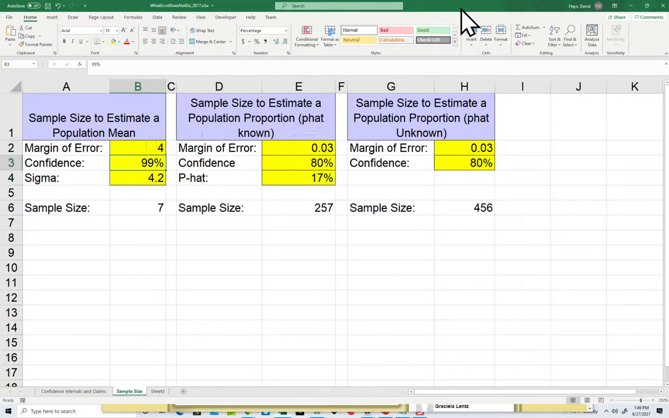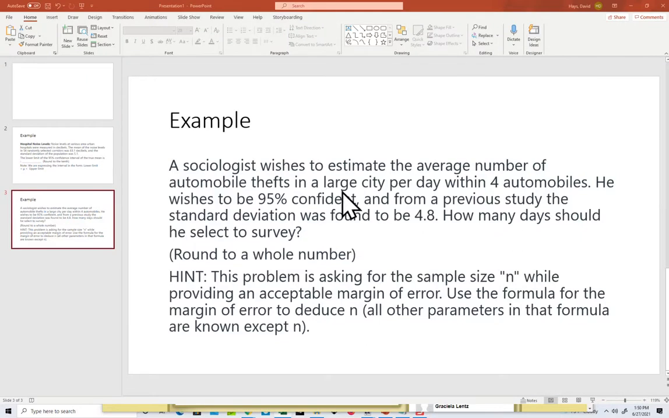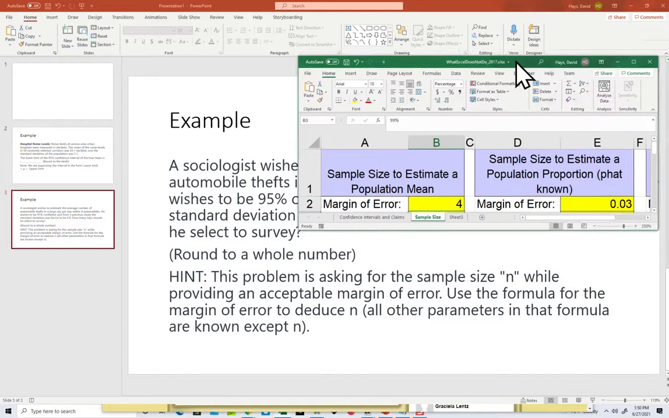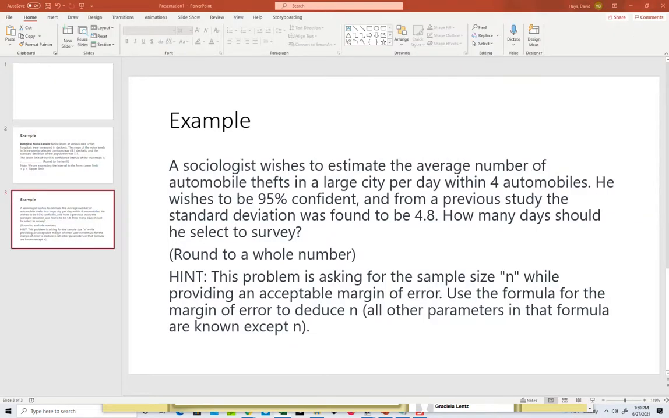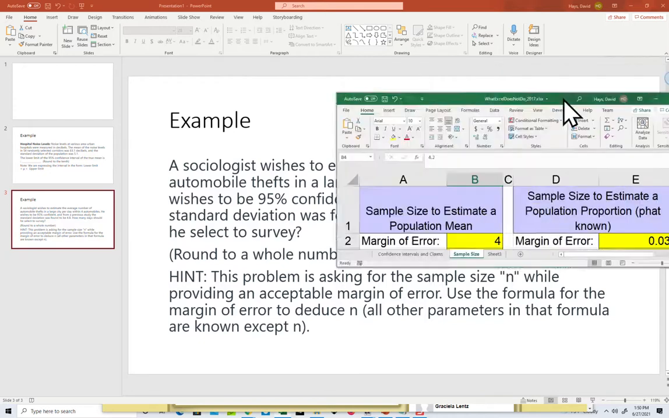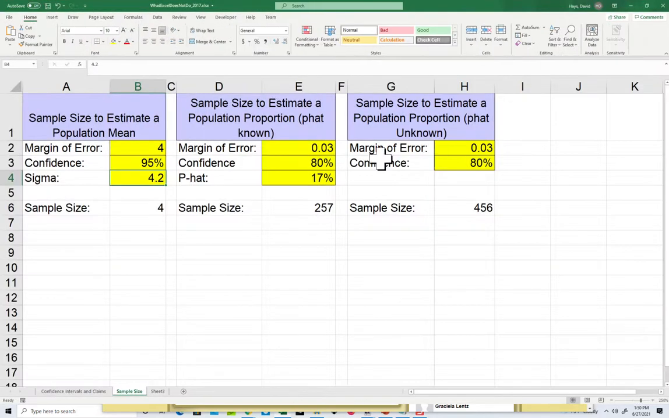Now the confidence, that's the percent they're referring to. You see how it says he wishes to be 95% confident? So I'm going to come here and put 95% confidence here. And then when it talks about from previous studies, the standard deviation is found to be 4.8, that's referring to sigma. It's an estimate for sigma. And so 4.8, put that in here.